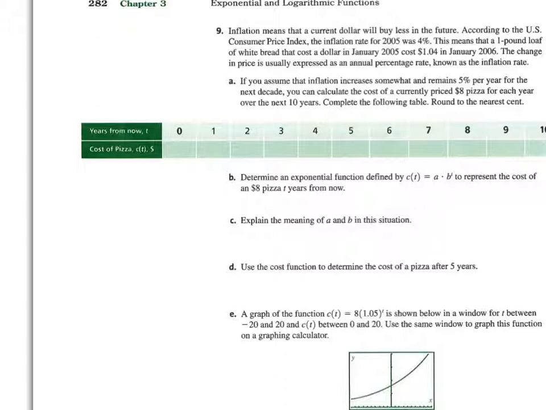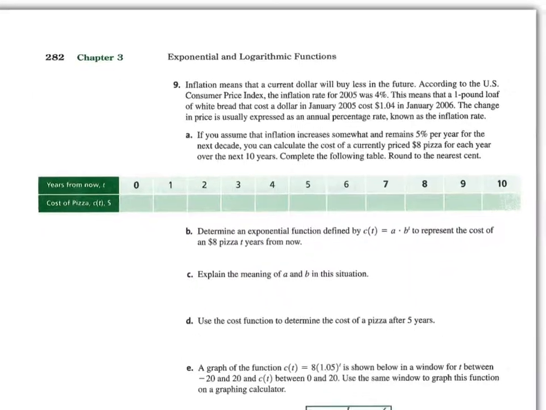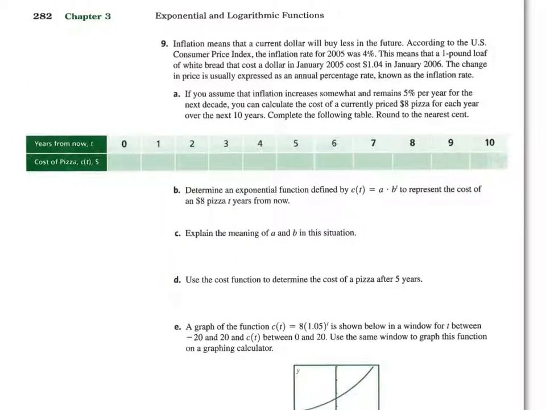Let's look at one more example. Okay, so this one, they're giving us a little bit of background on inflation. So they give us a little thing for inflation rate in 2005 was 4%, so that means every year the cost of something is growing by 4%. So as soon as I hear that, I think I would have to times it by 1.04. That would be my growth factor. So now they're saying, and let's assume for part A, let's assume the inflation increases and remains about 5% for each decade. Okay, so it's not each year, each decade.